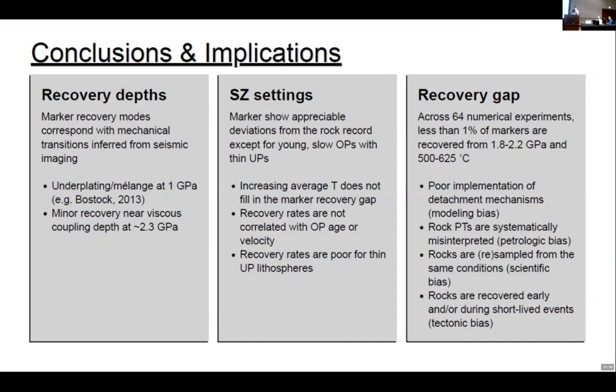And then with respect to the marker recovery gap, we think there are a few possible explanations. It could be poor implementation of detachment mechanisms in our models. Rocks' pressure-temperature determinations perhaps are systematically misinterpreted. Perhaps rocks are resampled over and over again from this specific region, 2 gigapascals, 550 degrees C. And also perhaps rocks are recovered early and/or during short-lived tectonic events, and so do not represent this sort of steady state subduction. And that's all I have for the talk.